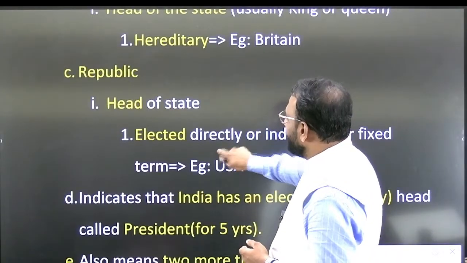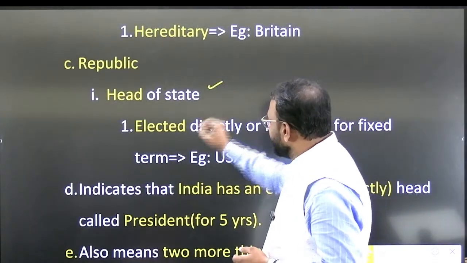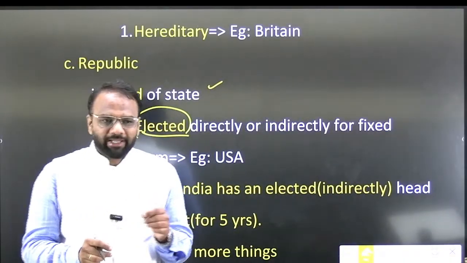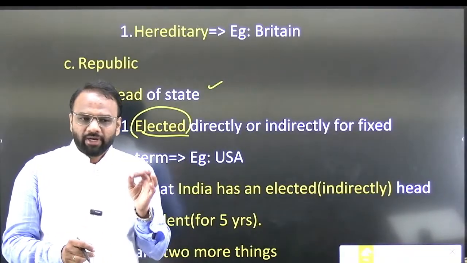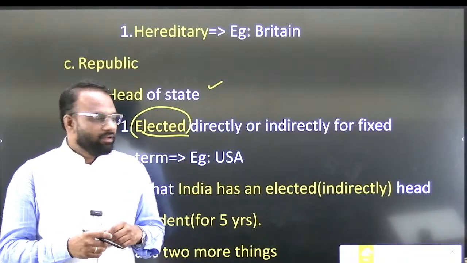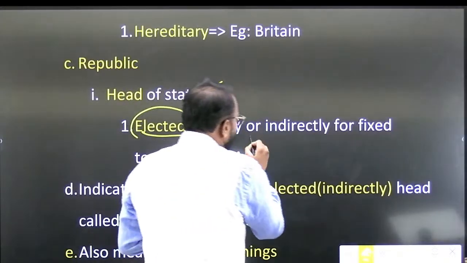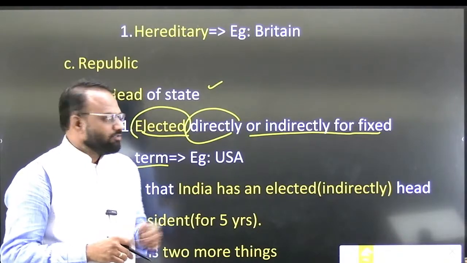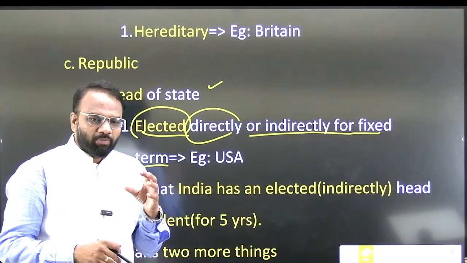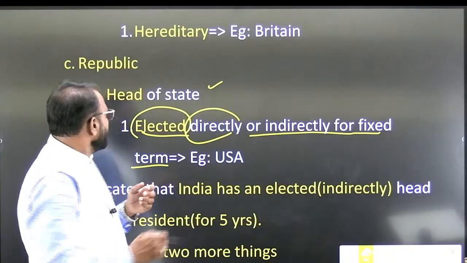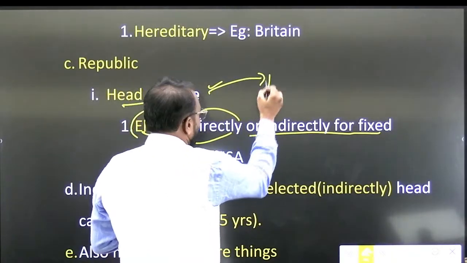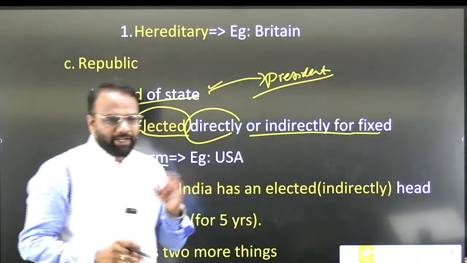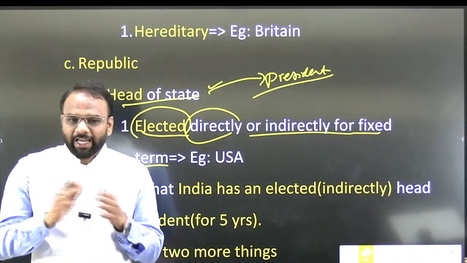what does republic mean? Head of state is elected. Very important. He is elected. So the term republic in the constitution or preamble indicates what? Head of the state is elected. Either he may be elected directly or indirectly for a fixed term. Okay, for a fixed term. For example, in India, head of state is president, right? So head of state is president in India. So president is elected or nominated? Elected. Directly elected or indirectly elected?